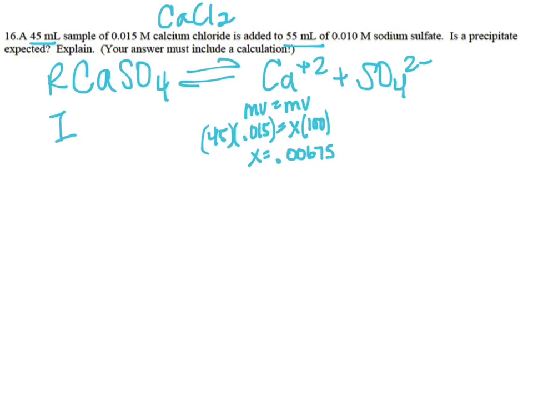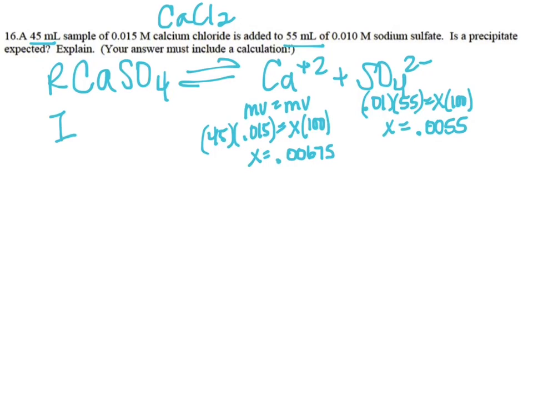We go and do sulfate. Sulfate was 0.01 molar, and we had 55 mL. We're looking for its new molarity, with a total volume of 100. So X is what here? Is it 0.0055? All right, so now what's next?